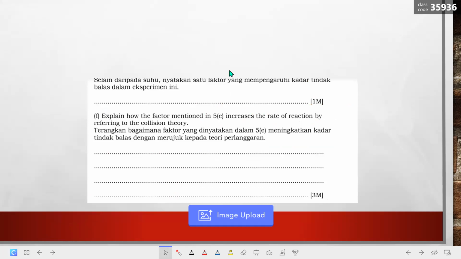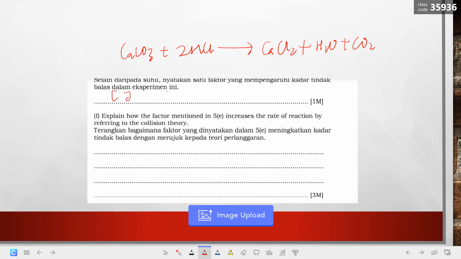Now, again, teacher is going to write down the equation. You tell teacher, what other factors besides temperature are affecting this experiment? What else can affect? Concentration, sir. 0 marks. Concentration of reactant, 0 marks. Concentration of hydrochloric acid. Okay, then you got your 1 mark. Concentration of your hydrochloric acid, 1 mark.